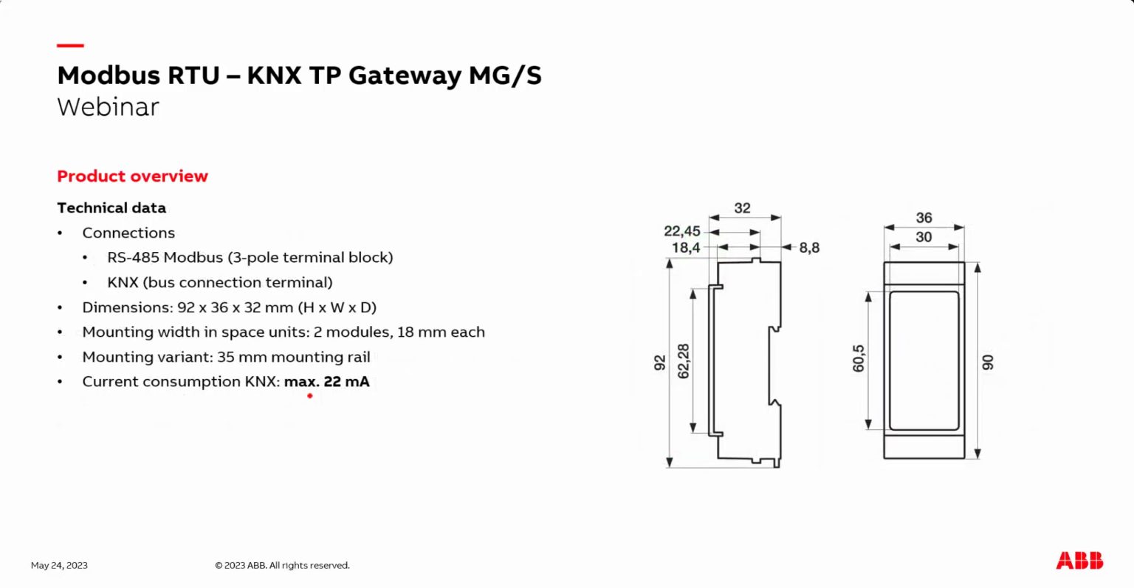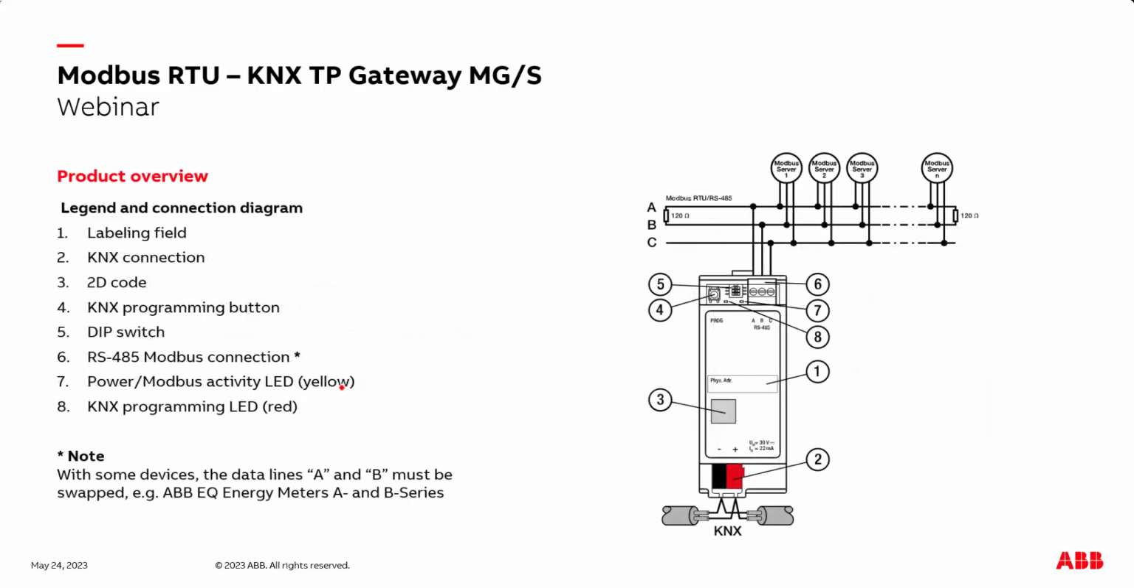So some more technical data. The connection to Modbus is via our protocol RS485. It's a 3-pole terminal block. To KNX, our standard connection terminal. The dimensions you see here, 92 millimeters by 36. So we have a total module width of 2 units. The only thing you have to be careful about is that it needs a maximum of 20 milliamps, so it counts as 2 devices in a line.